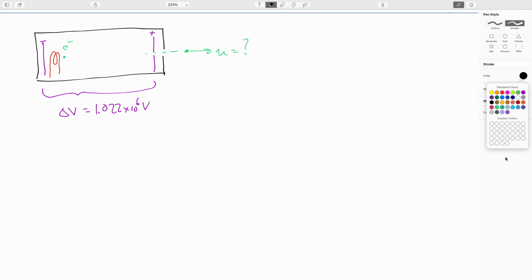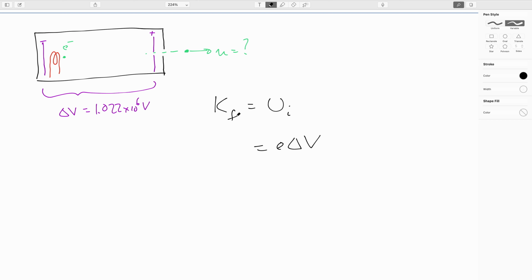Well, we can go ahead and conserve energy here, just like we did before. We'll just say that our final kinetic energy is equal to our initial potential energy. Our initial potential energy is equal to e delta V. But now instead of writing 1/2 mv squared, we know better, and we know that we have to write gamma minus 1 times mc squared.